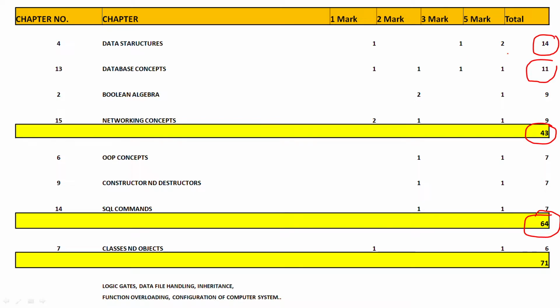See here you can see 5 marks questions are there in almost all the chapters. Okay, so 5 marks and 3 marks questions are there in these two, data structures and database concepts, and 1 mark. See here you can see in this way. So you can just remember this, or you can mark in your textbook also, when the lesson name will be there in the textbook. Just after the lesson name, you can put 5 marks 1 question, 3 marks 1 question, 2 marks 1 question, 1 mark 1 question, like that. So till the SQL commands lesson you will have 64 marks.